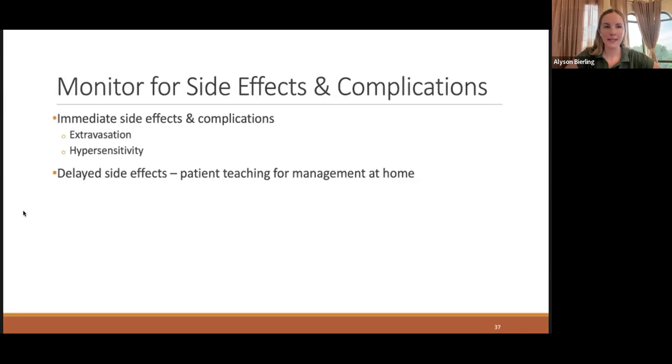While chemotherapy is being administered, we want to keep an eye out for immediate side effects and complications. So we talked a lot about extravasation. We want to make sure that's not happening, and hypersensitivity is another immediate side effect that could occur. And then we also want to talk to our patients about delayed side effects, like nausea and vomiting or peripheral neuropathy, that would happen in the days and weeks after the patient goes home.